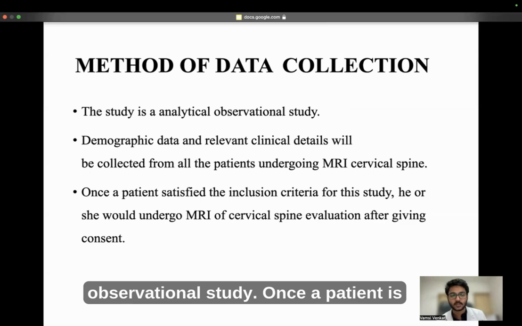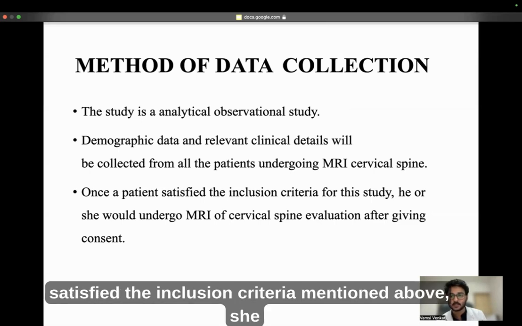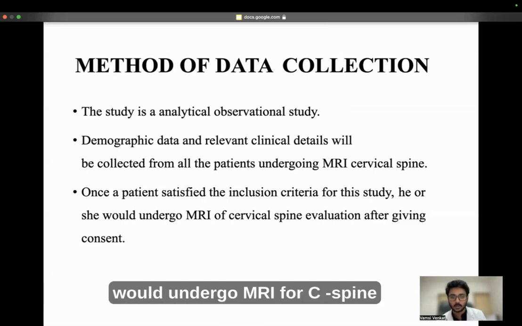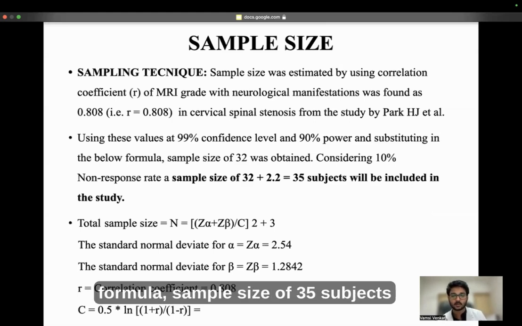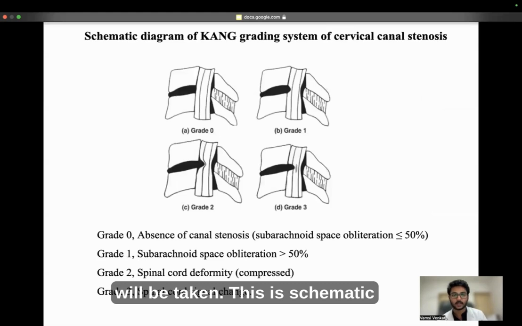Once a patient satisfies the inclusion criteria mentioned above, he or she would undergo MRI for C-spine evaluation after giving consent. Using the mentioned formula, a sample size of 35 subjects will be taken.